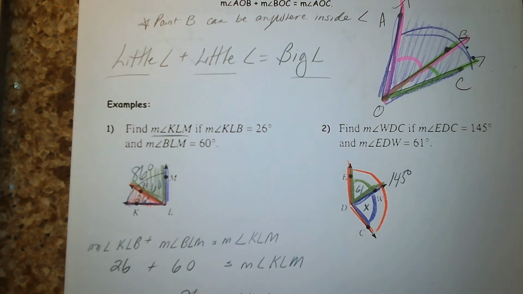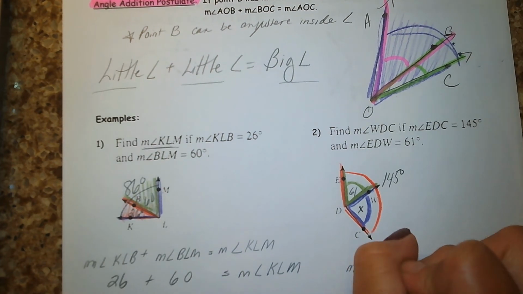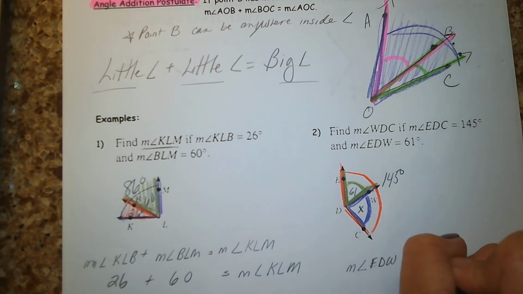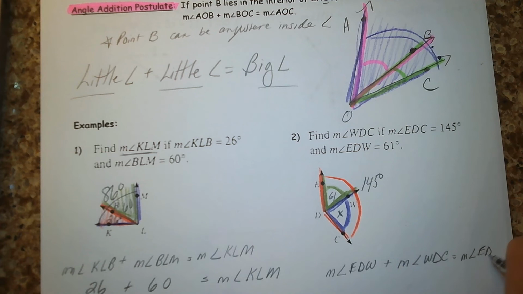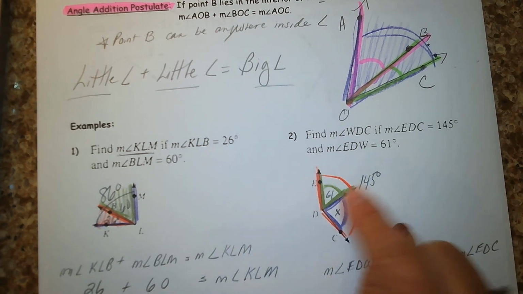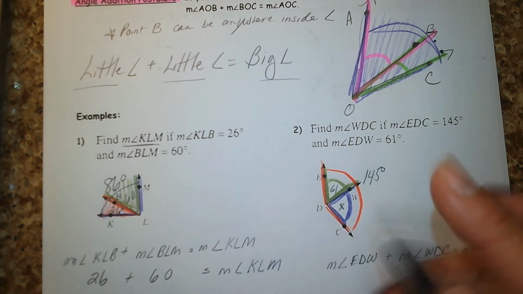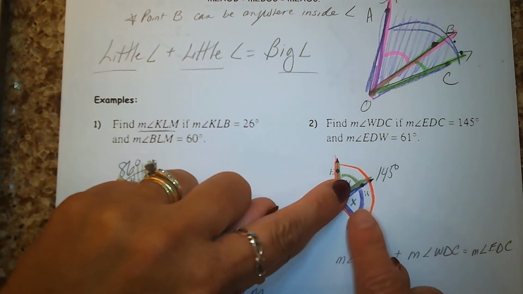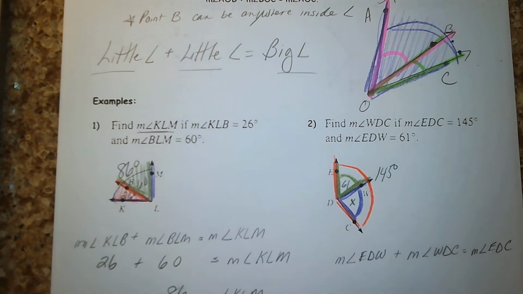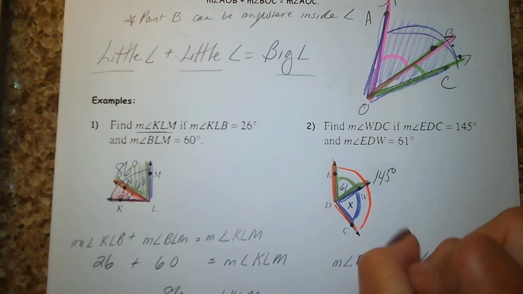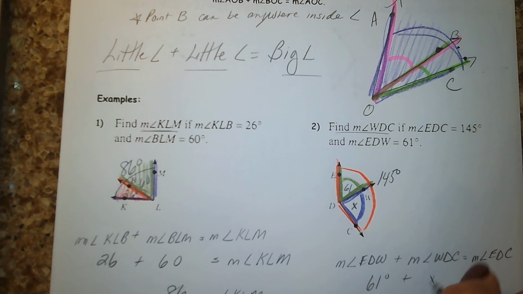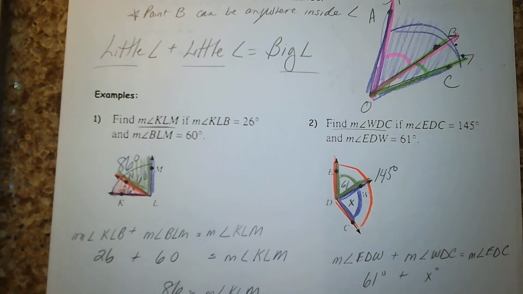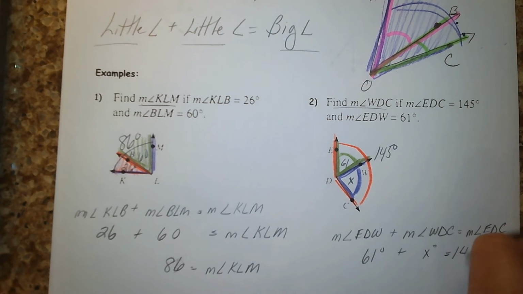So again, let's use our angle addition postulate. Let's set it up. The measure of angle EDW plus the measure of angle WDC is equal to the measure of the whole angle EDC. We're talking about these two little tiny pieces inside, added together, make up the entire big angle. So let's plug in what we have. We have EDW is 61. We are trying to find the measure of WDC, so we don't know what this one is. I'm going to call that X. And again, that little circle there stands for degree. Is equal to 145 degrees.